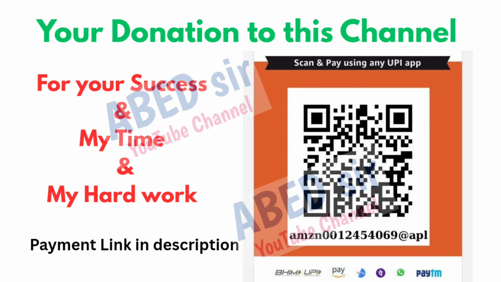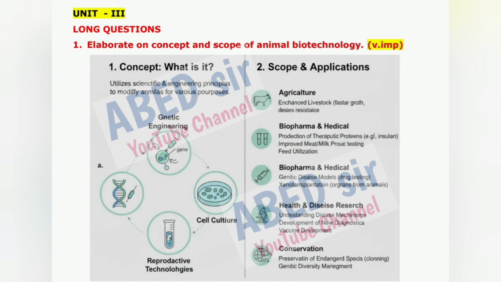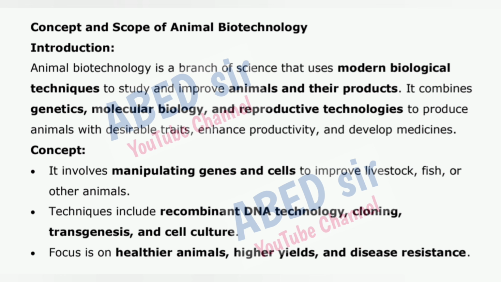Next, unit 3, long questions. First important long question is 1. Elaborate on the concept and scope of animal biotechnology. Concept and scope of animal biotechnology.